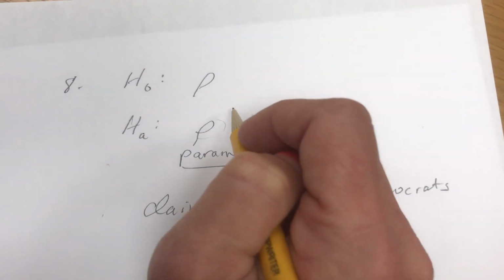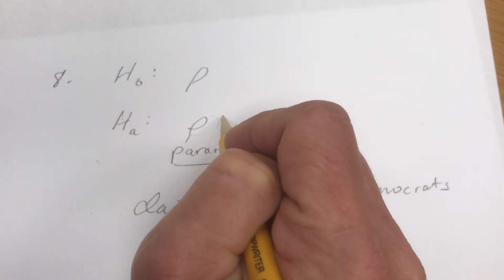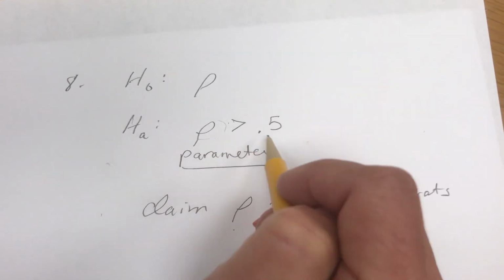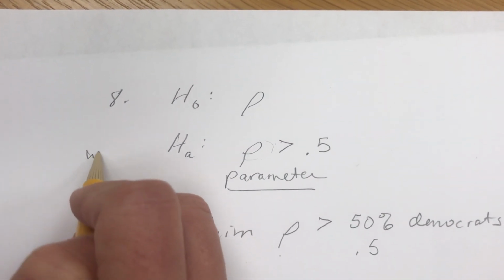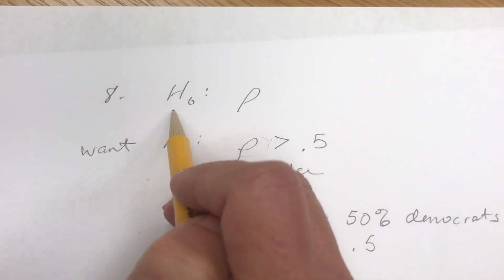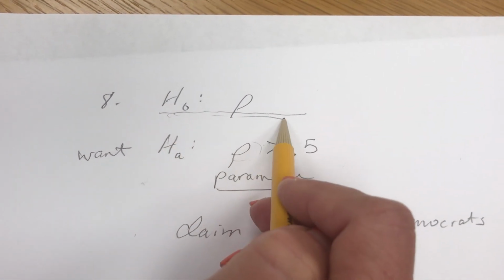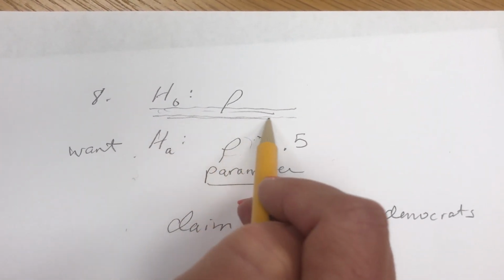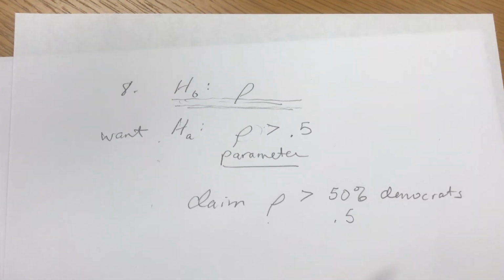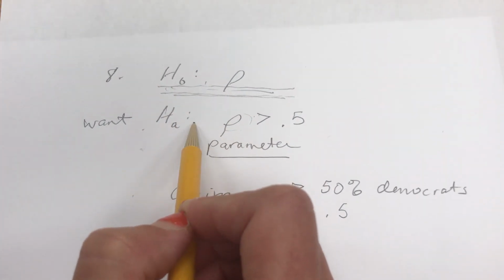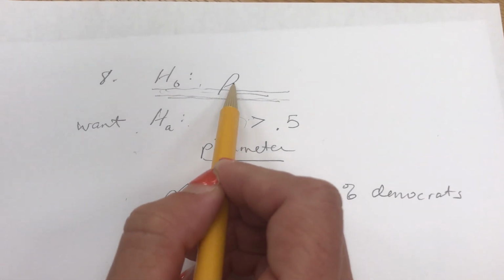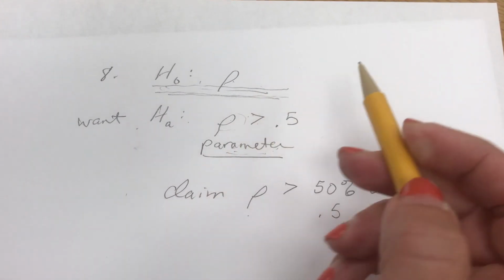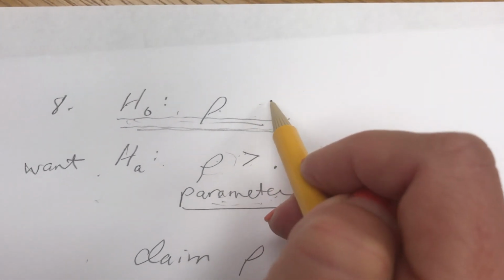That's my claim. That's what the Republican Party or accuser would like to see happen. So we think that the proportion is greater than 0.5. This is what they want to see happen if I reject the null hypothesis. So one sample that provides strong enough evidence that the null hypothesis isn't true will allow us to reject the null and support the alternative. So once I have my parameters down, and I've identified what I want, then the complement of the alternative is going to go in the null hypothesis.